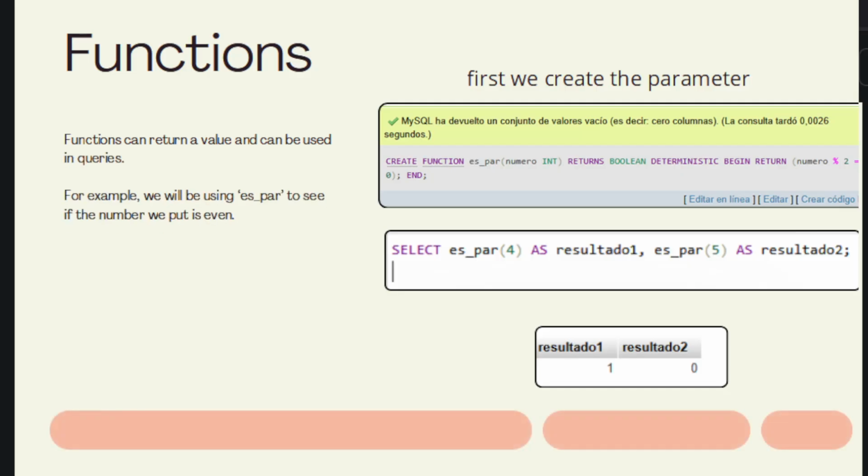A function, on the other hand, returns a value directly and can be used inside SQL statements like select. For example, the esPar function returns true if a number is even, and the calcularEdad function returns a student's age based on their birthday.